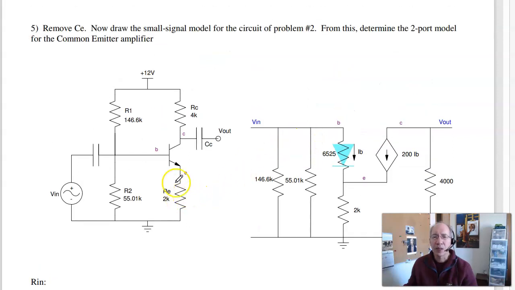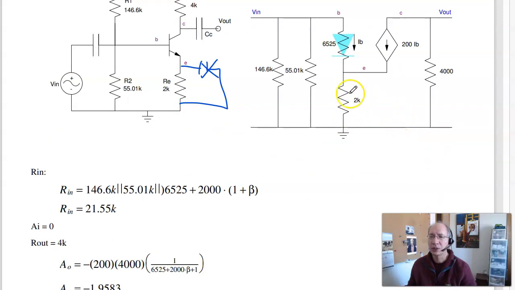Next problem. Add RE. Now find a key point. Correction. There's a capacitor right here. Get rid of that capacitor. Now, find the small signal model. So again, I go from the input. I see R2 to ground. I see R1 to ground. It takes me to the base. Base goes to emitter through RF. Emitter goes to ground through 2K. Emitter goes to collector through beta IB. That goes to the output through 4K. So there's your circuit equivalent.